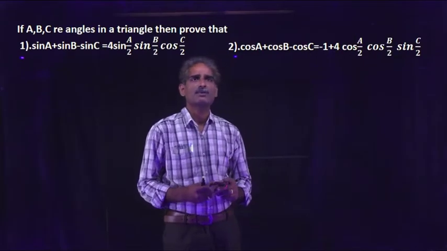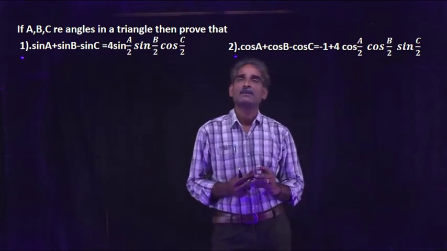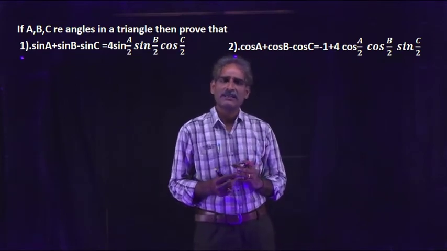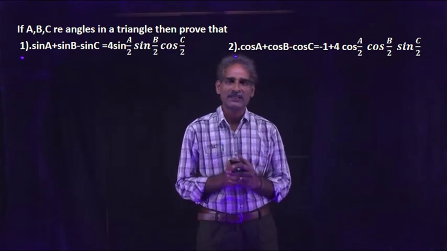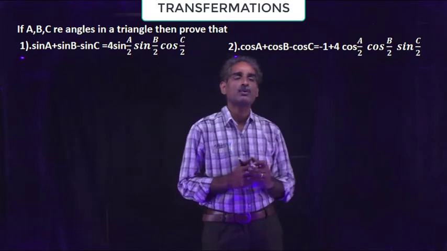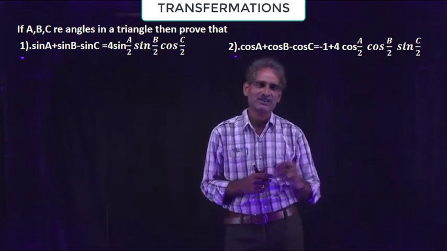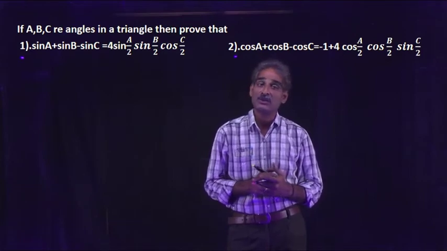So see this problem. First of all, see the second one. If A, B, C are the angles in a triangle, that means the sum of the angles equals 180 degrees. With that condition, we have to prove cos A plus cos B minus cos C is equal to 1 plus 4 into cos A by 2 cos B by 2 sin C by 2.